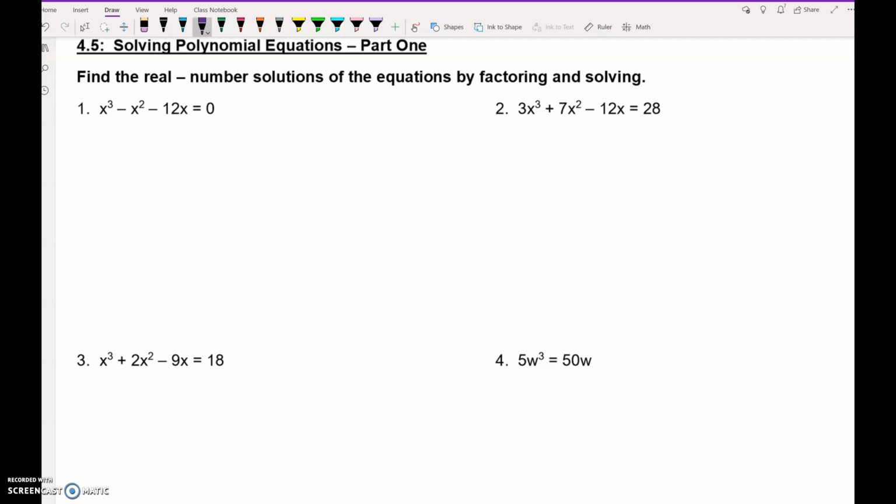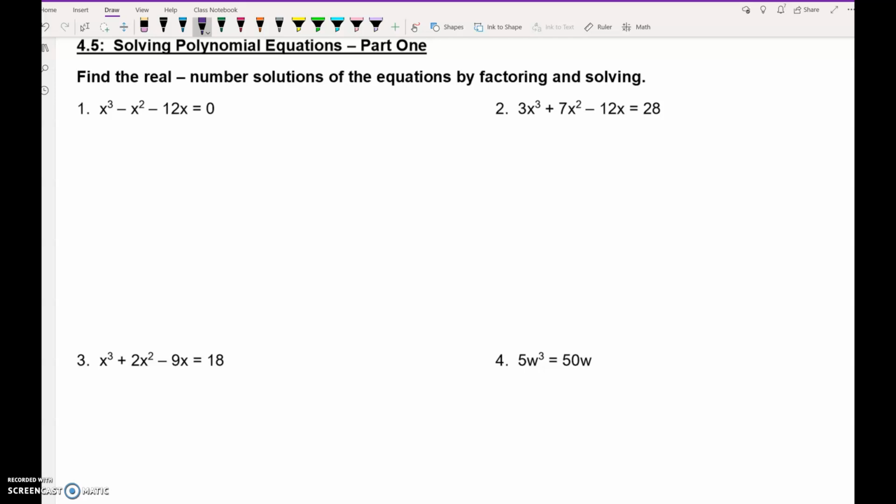When you are solving by factoring, first you have to have the equation equal to 0. If you are intending to factor and solve, you need to have equals 0 before you get started. So in number 1, it already says equals 0, so we can factor the left side. Always try to start with greatest common factor.